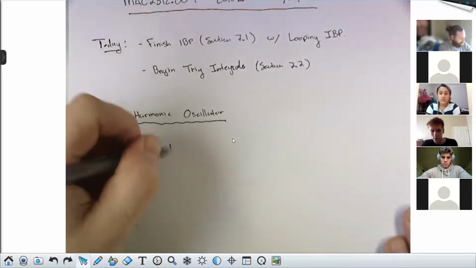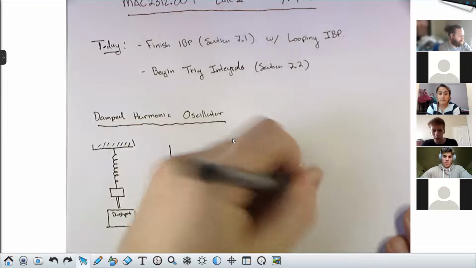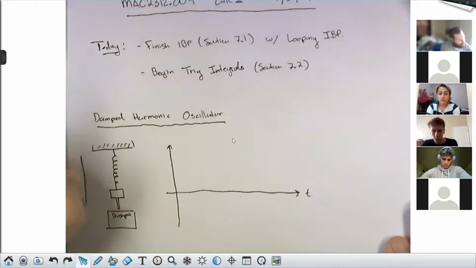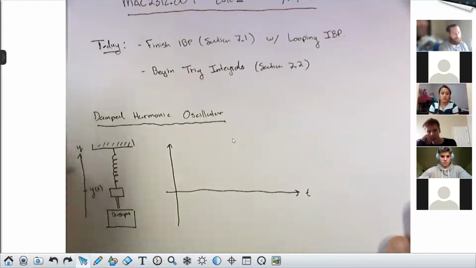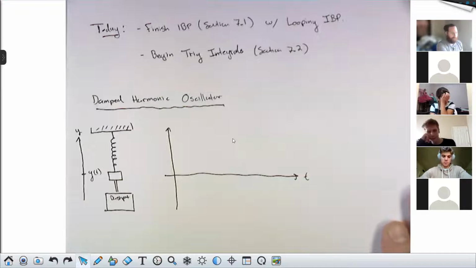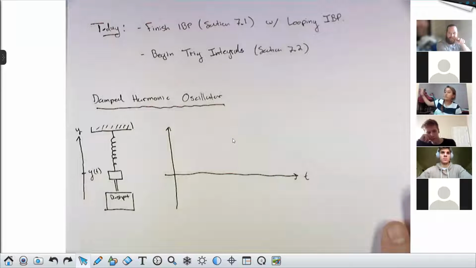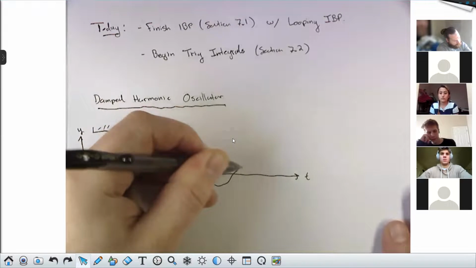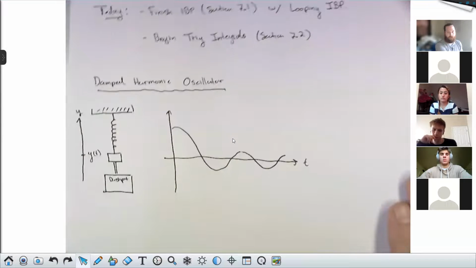What this generates, if you think about the motion over time, so if I call this my y-axis, and I call the height of this, the position of this mass, y of t, then as this oscillates up and down, the dash pot is going to make it oscillate less each time. So you're going to get a curve that looks like a sine wave or a cosine wave, but the amplitude is decaying really quickly.